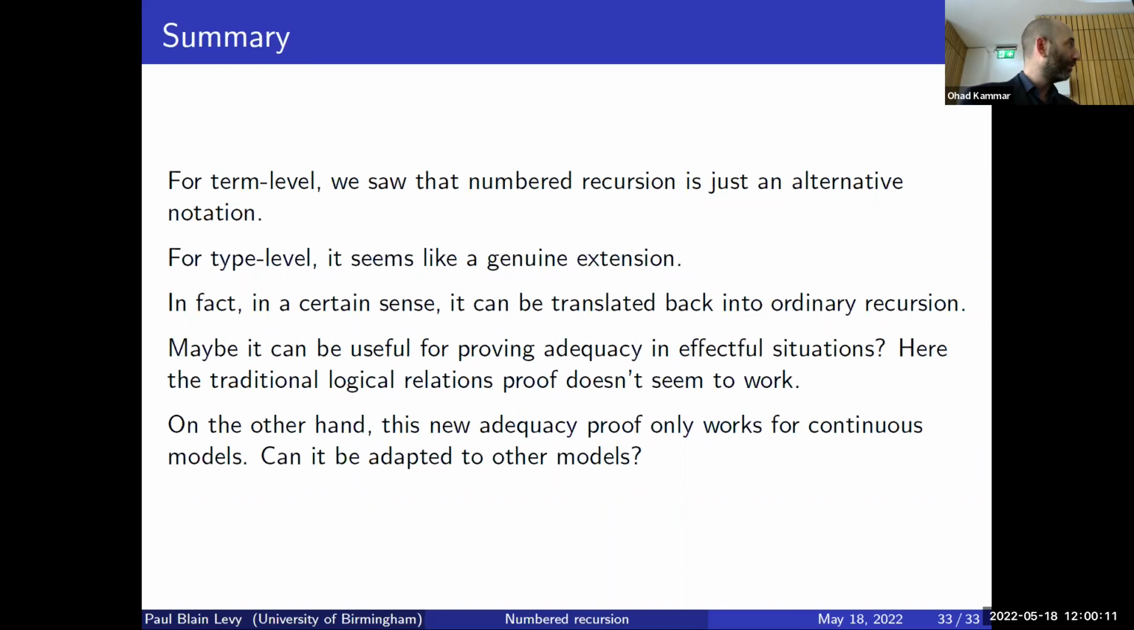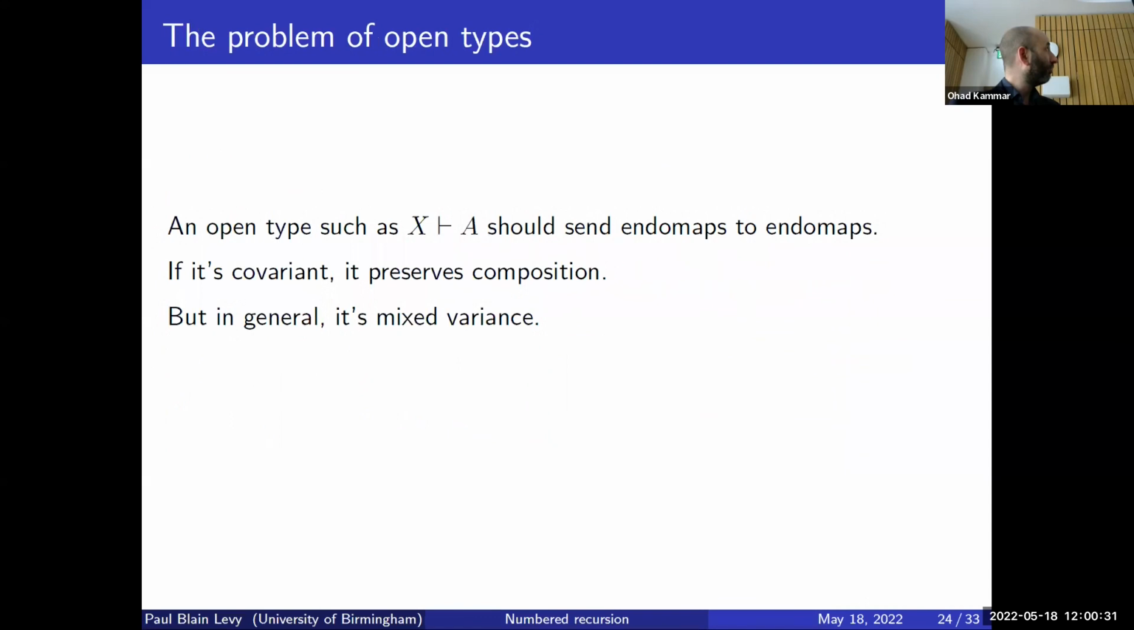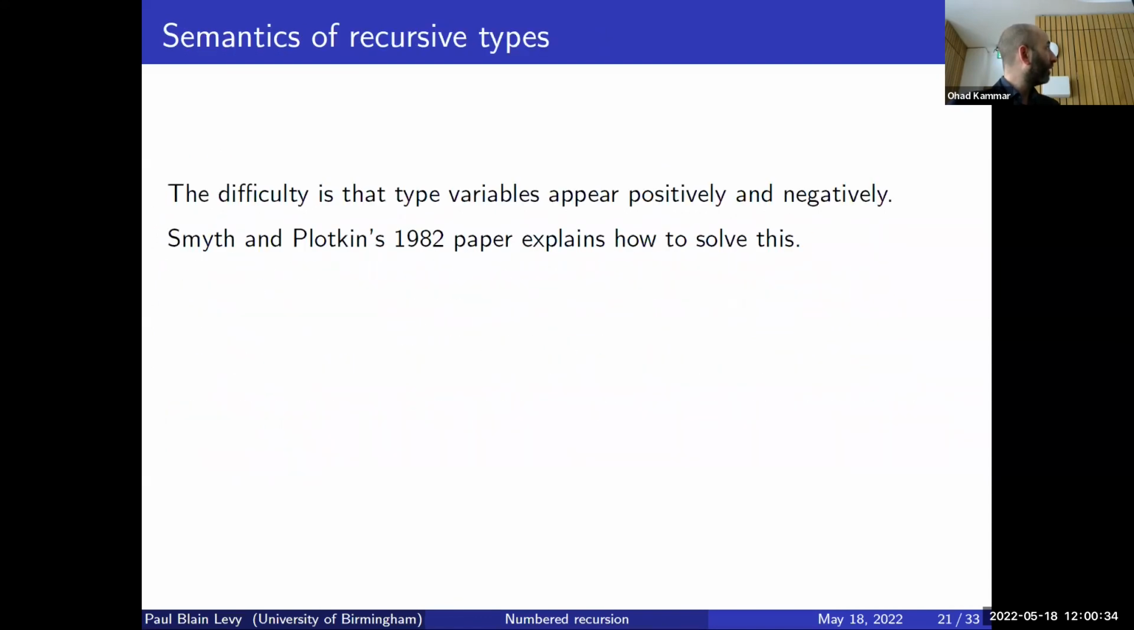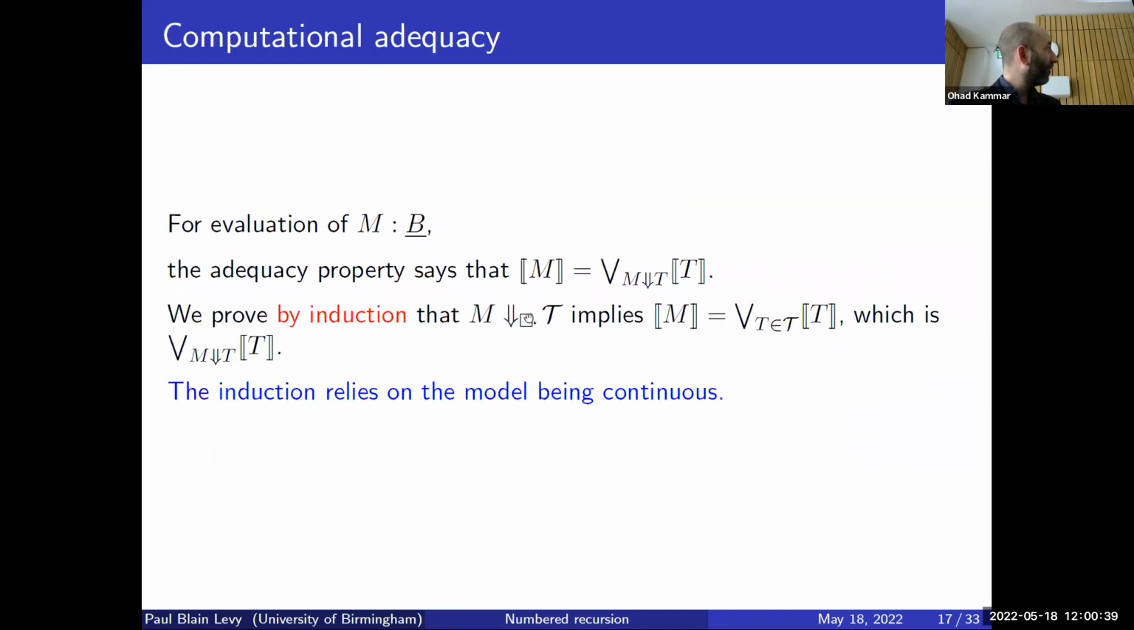I would love to be able to adapt this proof to the omega-1 continuous setting. Totality is easy: you can make the ordinals go up to omega-1 and still prove that everything is going to terminate. The problem is showing the last part, even for term recursion. Just this part here, where we prove inductively that if M must evaluate to T, then the meaning of M is the join of all the things it goes to. Simple induction relies on the model being continuous.